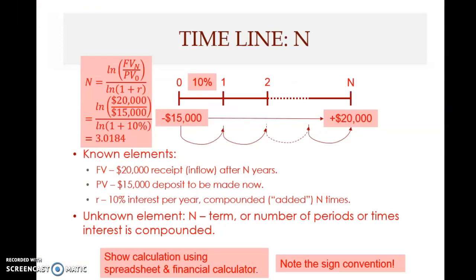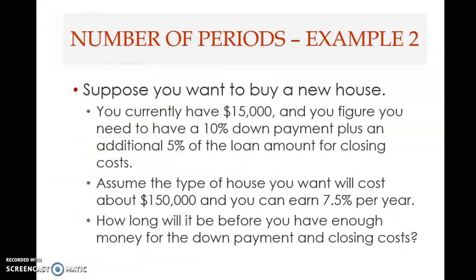Therefore, we come back to the slide. Okay, let's move on to the next example: number of periods. This is a rather long example. Suppose you want to buy a new house. You currently have 15,000 and you figure you need to have a 10% down payment plus an additional 5% of the loan amount for closing costs. Assume the type of house you want will cost 150,000, and you can earn 7.5% per year. How long will it be before you have enough money for the down payment and closing costs?